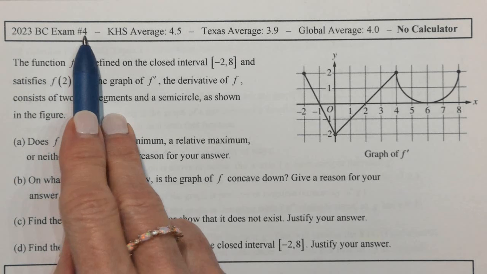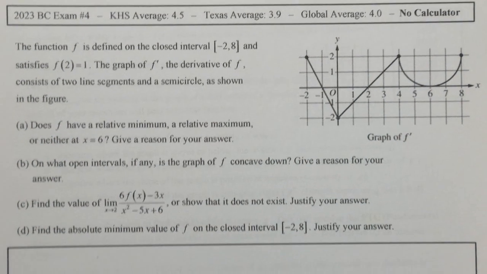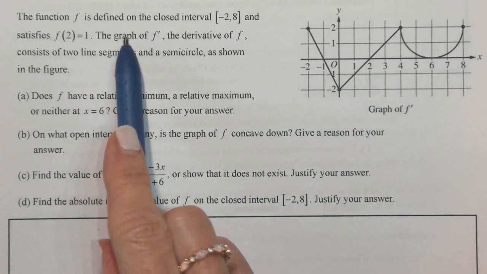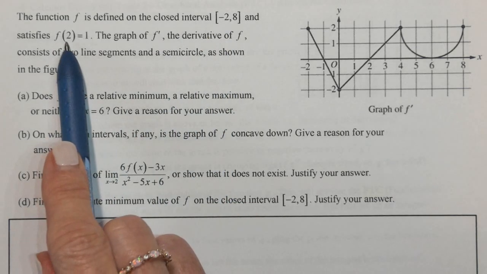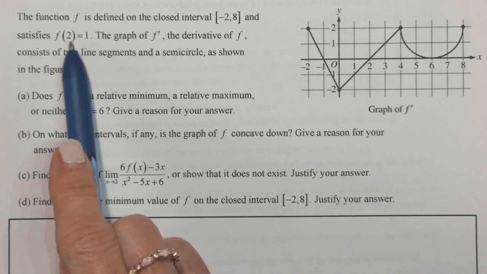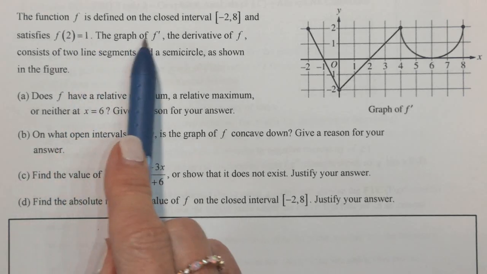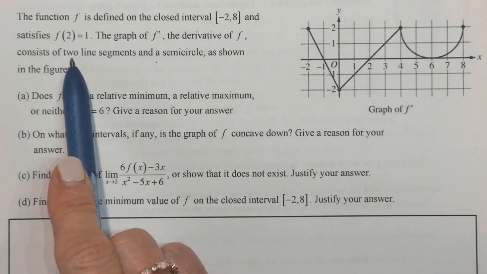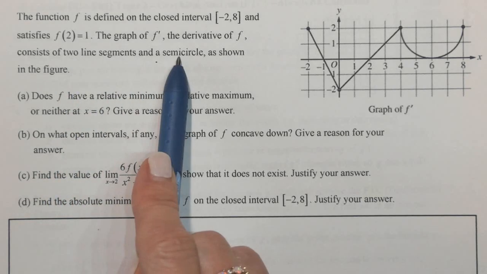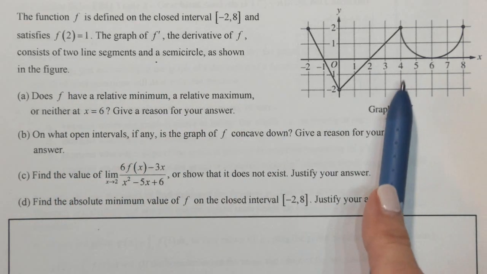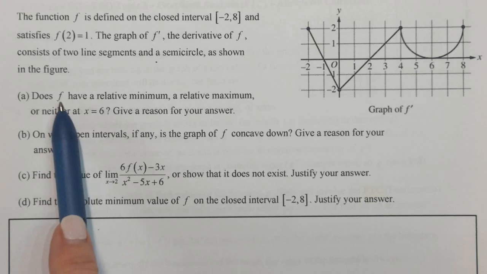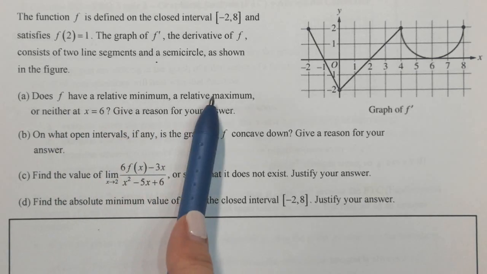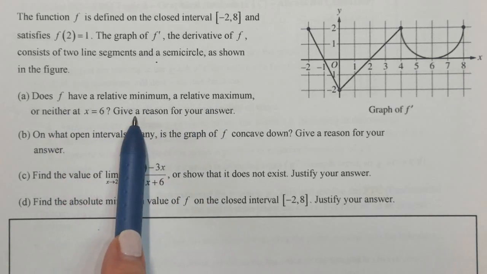This problem is always with no calculator. All right, f is defined on the closed interval from -2 to 8 and satisfies f of 2 is 1. The graph of f prime, consisting of 2 line segments and a semicircle, is given. So this is the graph of f prime. Part A. Does f have a relative min, max, or neither at x equals 6?